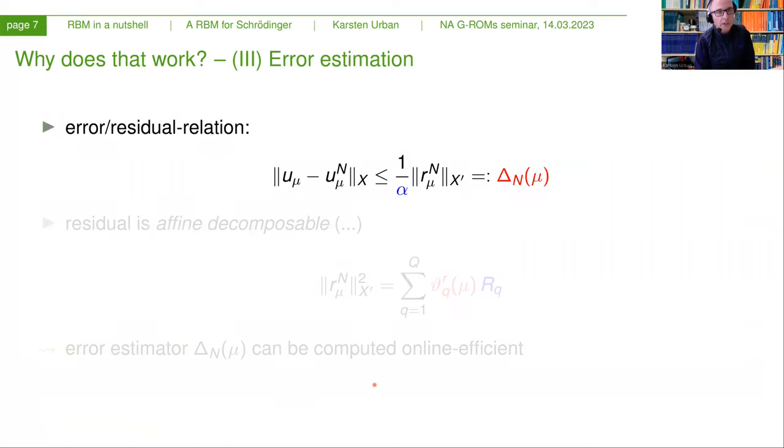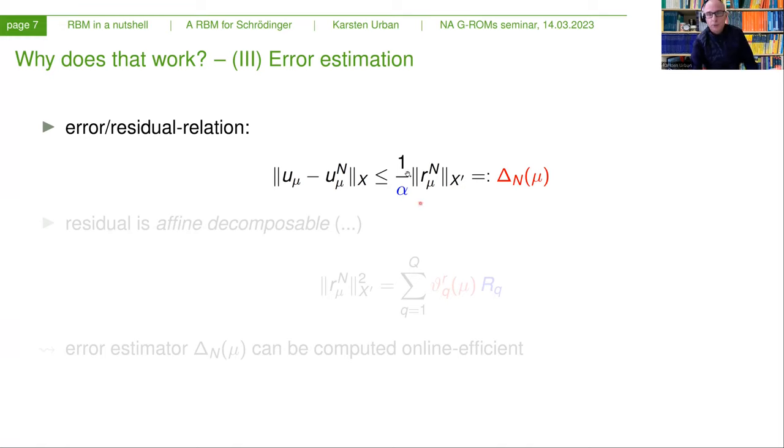Third, why this works is the error estimation. Remember, we need this error estimate. And there, this part is well known, Céa's lemma or some kind of generalization of that. So that the error of the exact solution of the operator equation and the reduced basis approximation can be bounded by 1 over the coercivity constant or 1 over the inf-sup constant times the error in the dual norm of the residual. And this is the coercive case. In our case, this would be Y prime here. Okay, so that is standard.